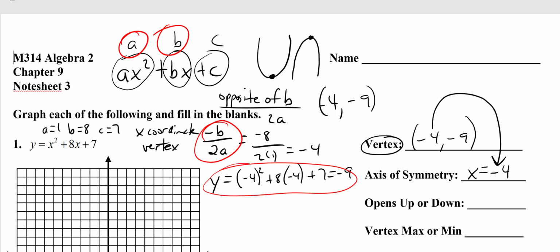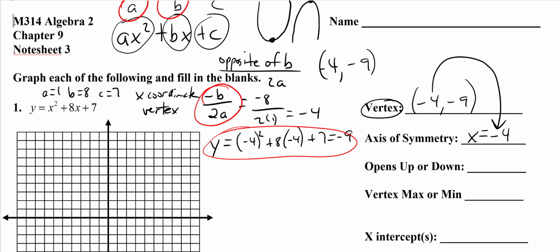Okay? So now you're going to say, well, does it open up or down? And see this value of a? This value of a is positive. So if a is positive, it opens up.